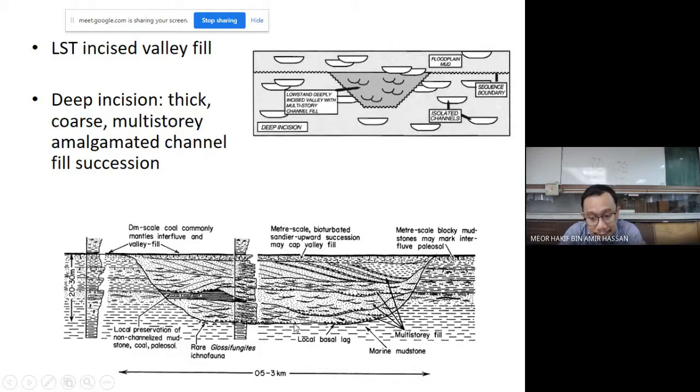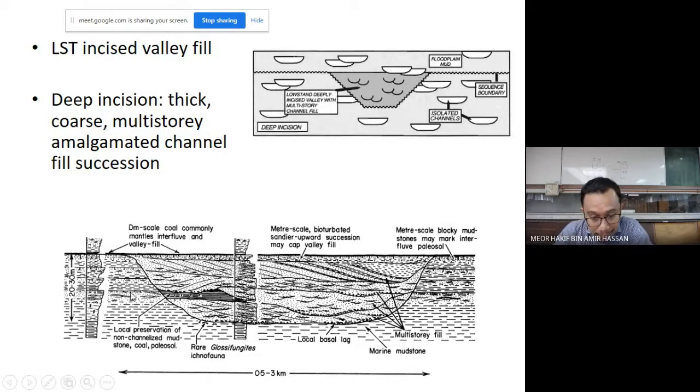And inside the incised valley itself, what you get are cross-bedded sandstones, conglomerates, inclined strata, maybe made up because of point bars, because of lateral migration. And you have mud-filled channels, because these are your oxbow lakes, abandoned channel fills. And you also have floodplain shales and coals, right? Local preservation, non-channelized mudstone, coals, and paleosol. So fluvial deposits inside a valley. So these are incised valley deposits, right?